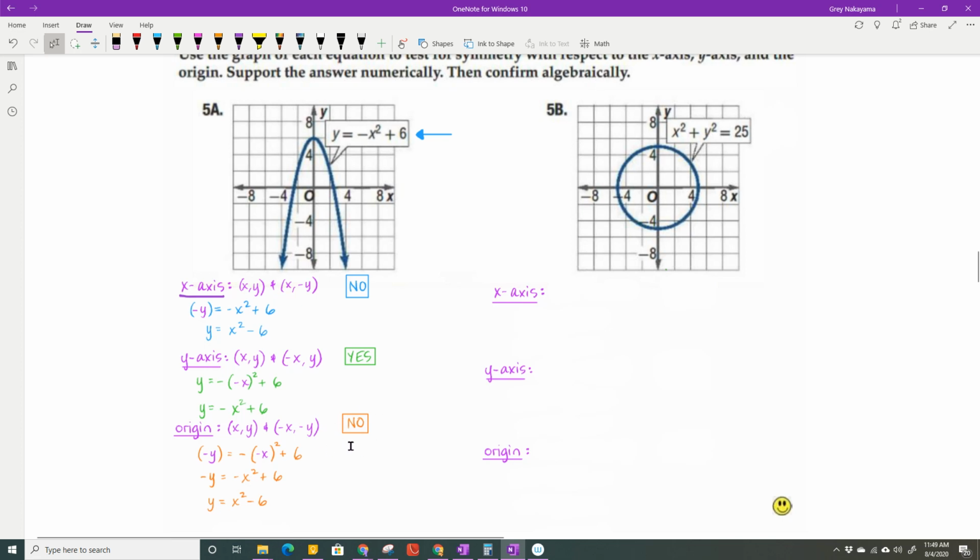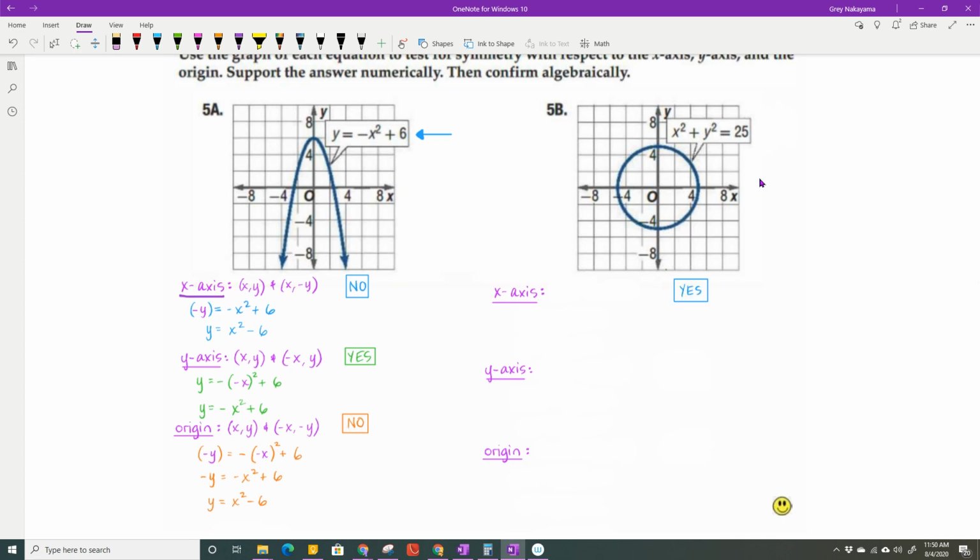Okay? All right, look at this next one. We have x squared plus y squared equals 25. So let's do it graphically first. When I look at that graph, can I fold it on the x-axis? And would it be the same when I fold it? Would those two pieces match?